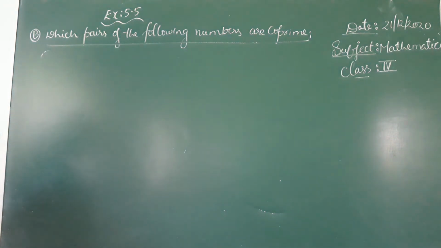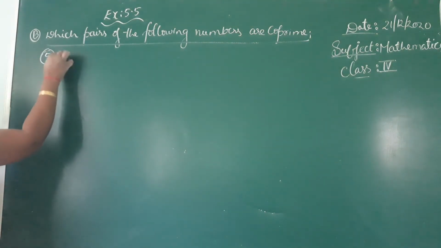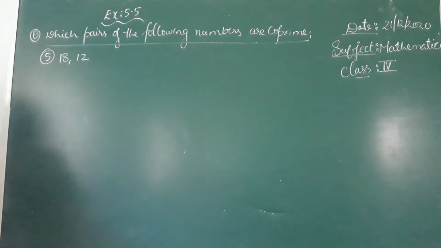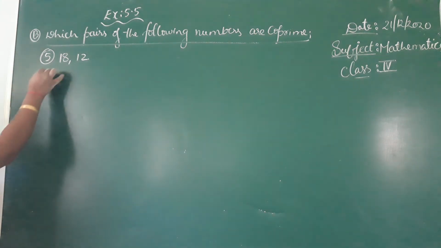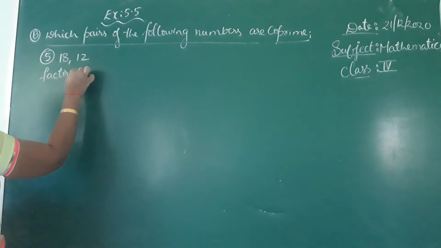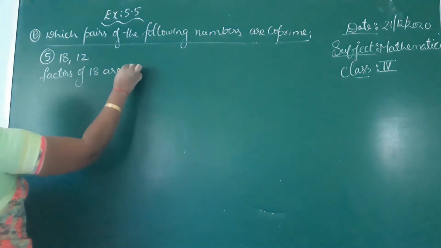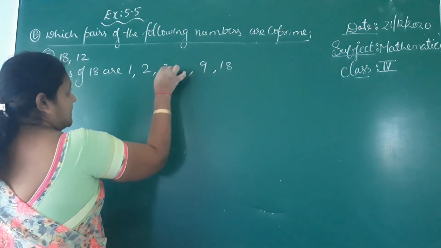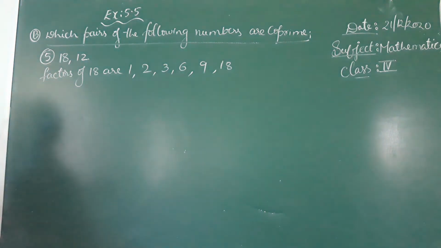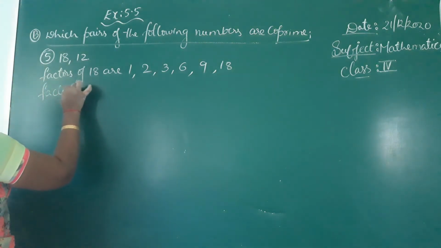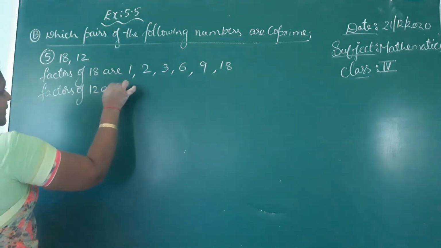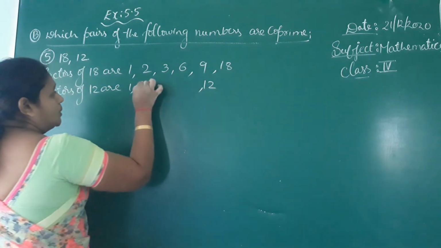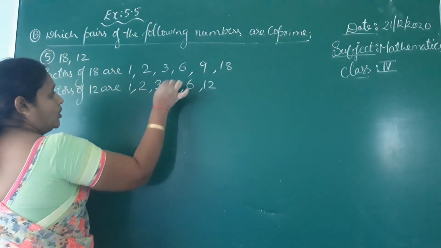Fifth one, 18, 12. What are factors of 18? Factors of 18 are 1, 18, 2, 9, 18, next 3, 6, 18 and 6, 3. It doesn't repeat anywhere. Next, factors of 12 are 1, 12, 2, 6, next 3, 4, 12.